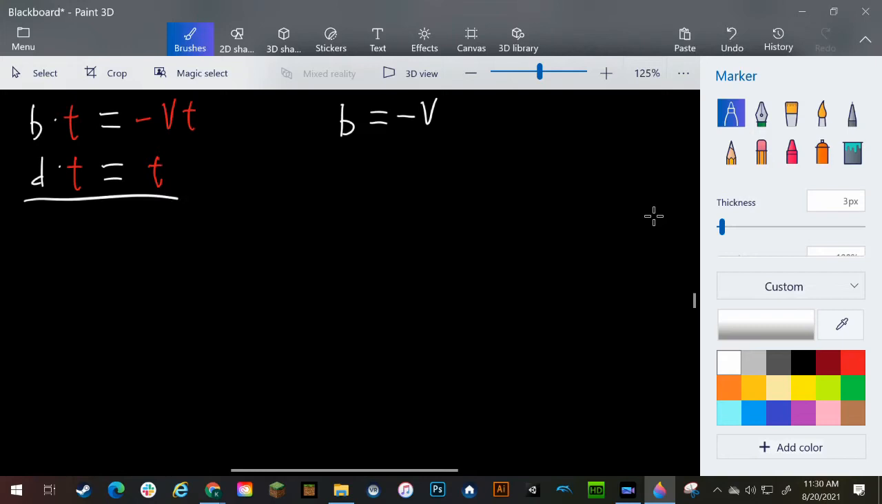And I'll do the same thing for equation 2. Divide both sides by t. And there we go. We've already solved for two of our unknowns in our transformation matrix. So now let me rewrite the matrix, filling in what we found.